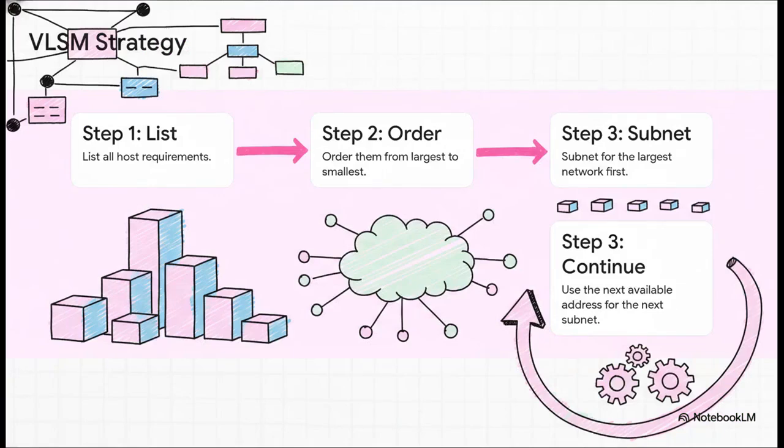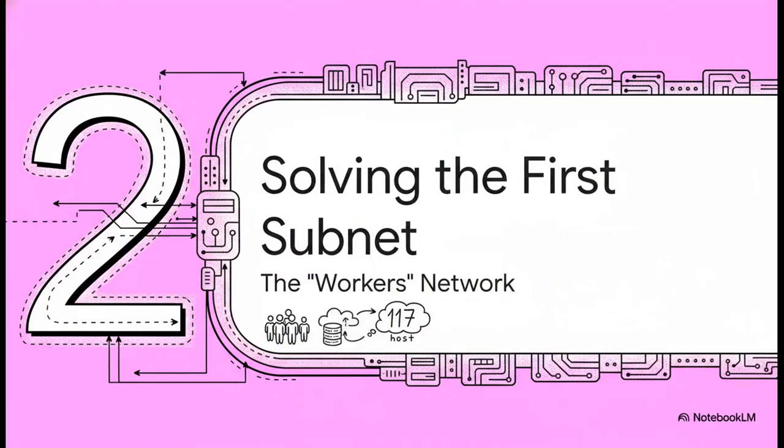So here's our game plan, and it's super straightforward. First, we list our needs, which are already nicely sorted from largest to smallest for us. Perfect. We're going to figure out the subnet for the biggest network first. Then, and listen up, this part is crucial, we find the very next available IP address, and that becomes the starting point for our second biggest network. And we just keep doing that over and over until every network has its own little home. All right, enough talk. Let's actually do this thing.